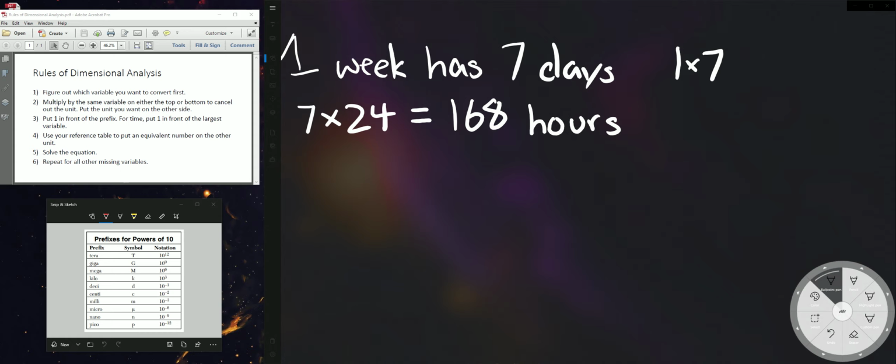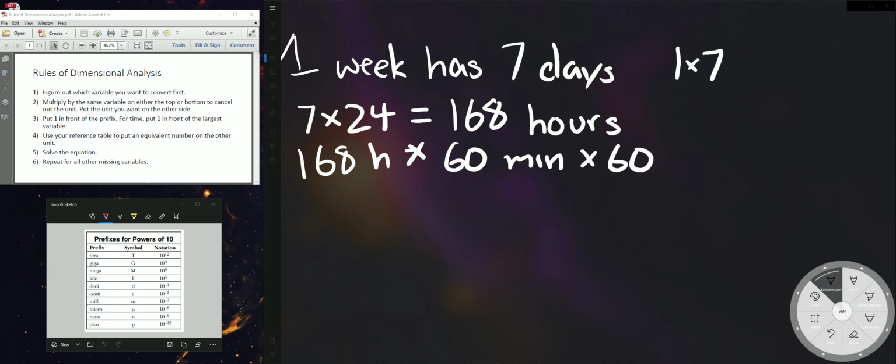Now you want to convert the hours into minutes. So you're going to do 168 hours times 60 minutes. I still have trouble with this. Then you're going to multiply by 60 seconds, because that's how many seconds are in 1 minute. I neglected to solve this entire equation because I do not have a calculator on me. That's why it took us such a long time, but I digress.